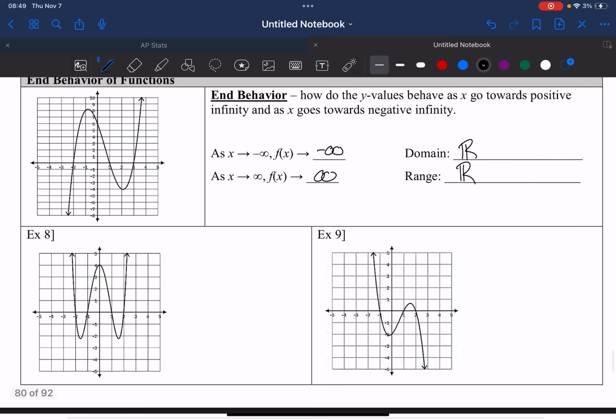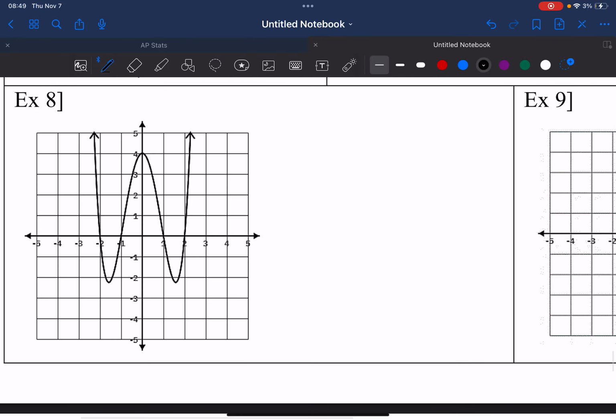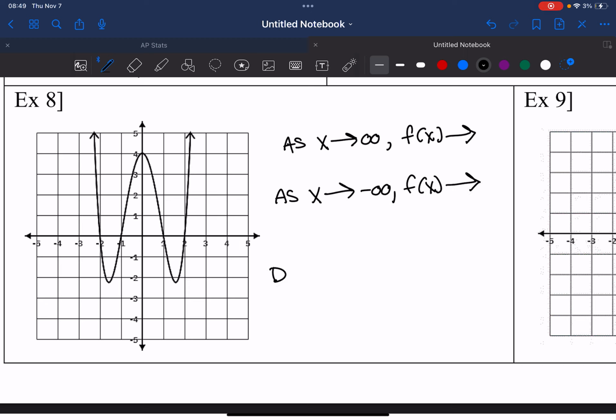On our examples, they do not have it set up for us labeling as x approaches negative infinity or as x approaches infinity. So we have to do that ourselves. On number 8, I'm going to set it up as x approaches positive infinity, f of x approaches, and as x approaches negative infinity, f of x approaches, and then do my domain and range. These arrows right here stand for approaches.